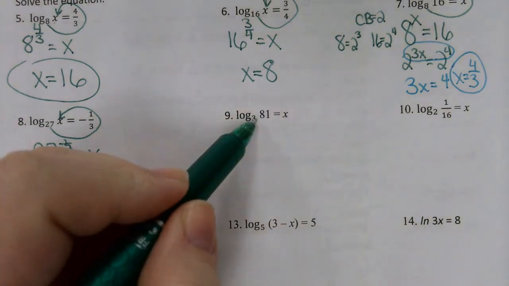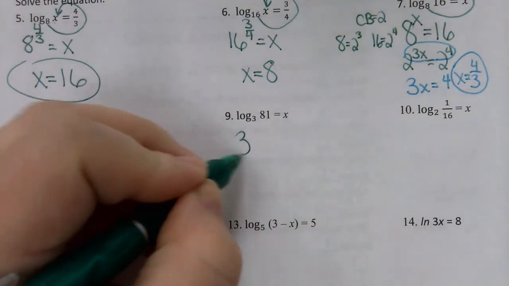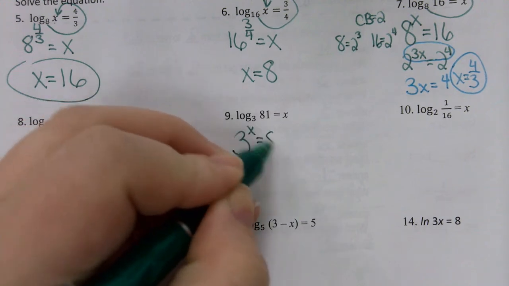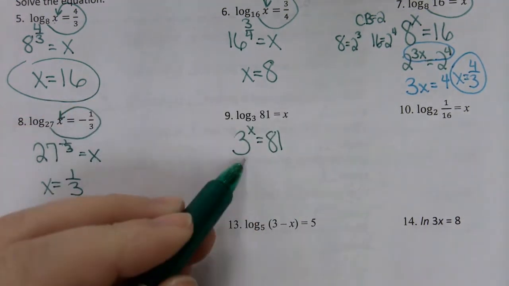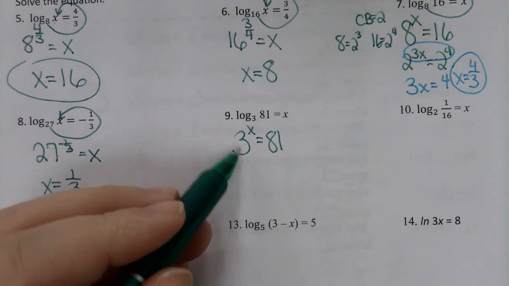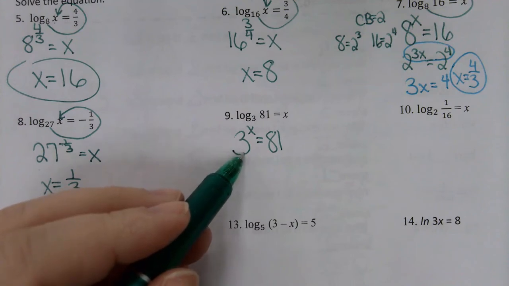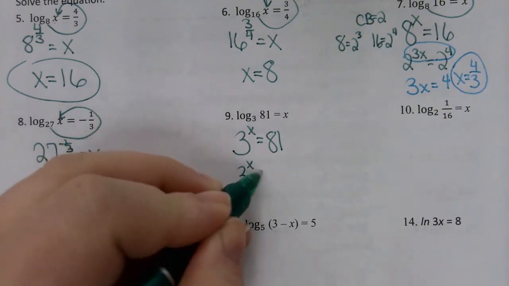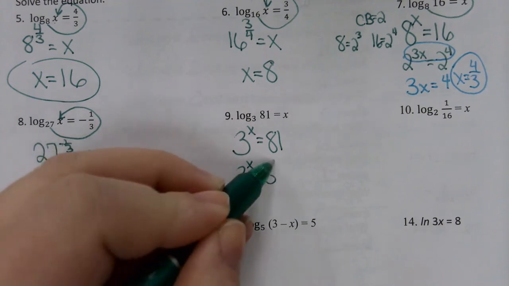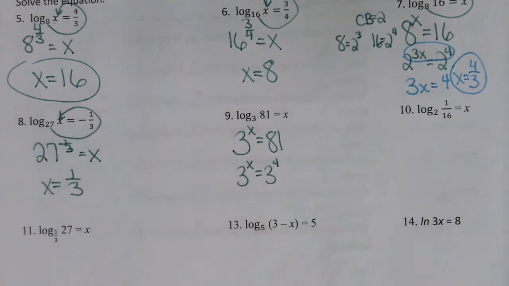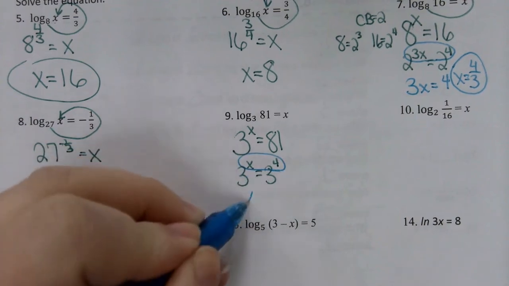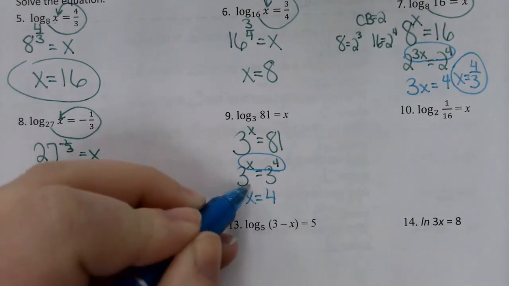So our base was 3. We're trying to get to 81 using what exponent? And you may already know this one off the top of your head, but you can also use common bases. 3 would be our common base, and 81 is 3 to the 4th. So the bases are the same. Our exponents are equal, meaning that x equals 4.